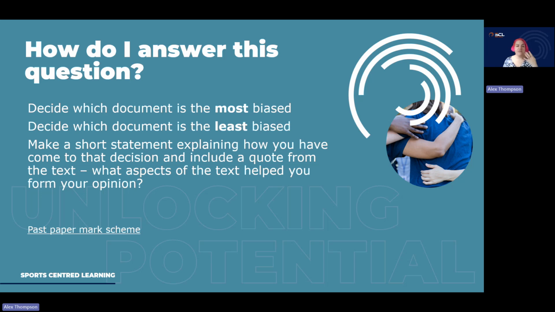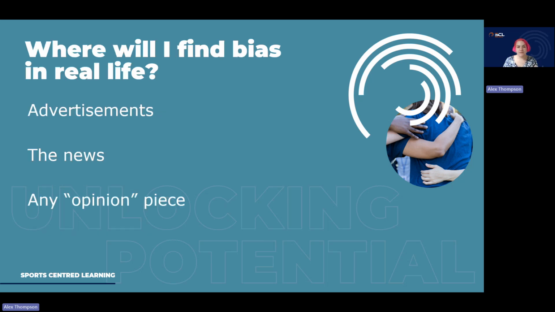So if this is out of 4 marks, you can achieve 1 mark for just putting them in the correct order of most to least biased. If you then are able to give an example of how you have come to this decision, you can get more marks. If you can do that for all 3 documents and say, this is the most biased because I've seen this, this is in the middle because, and then show your evidence, this is the least biased and show your evidence for that, you can score more and more marks.